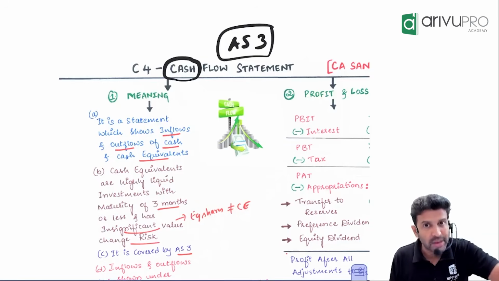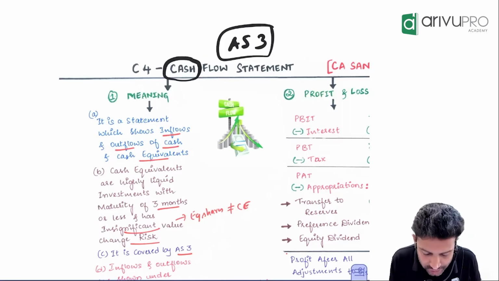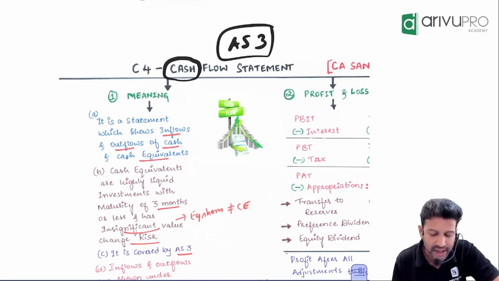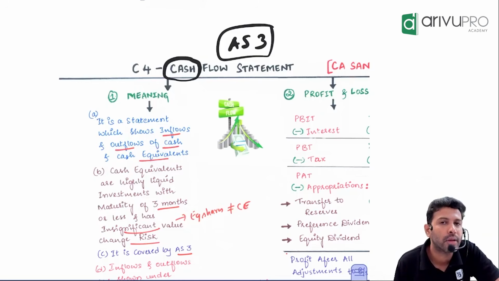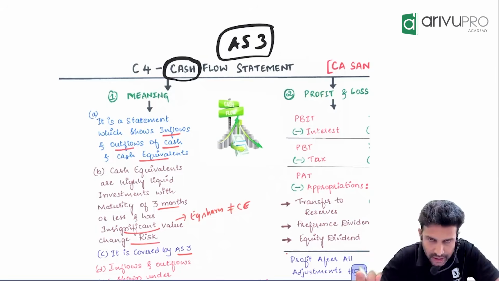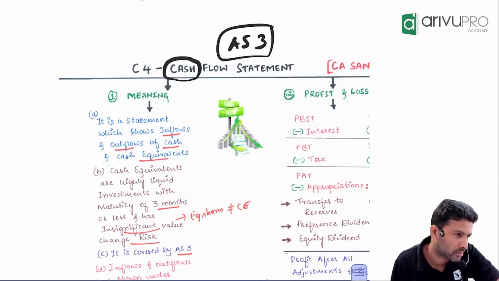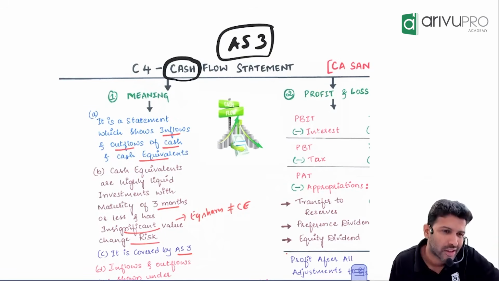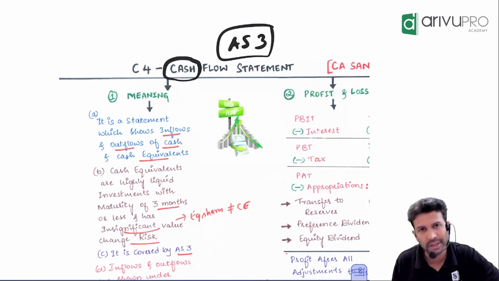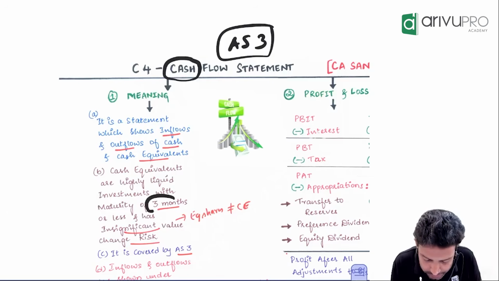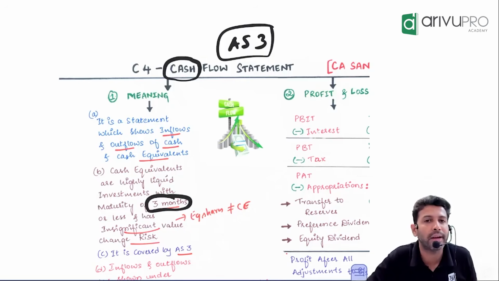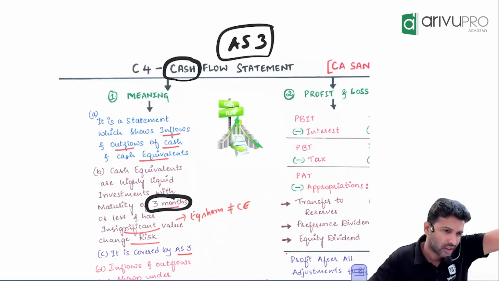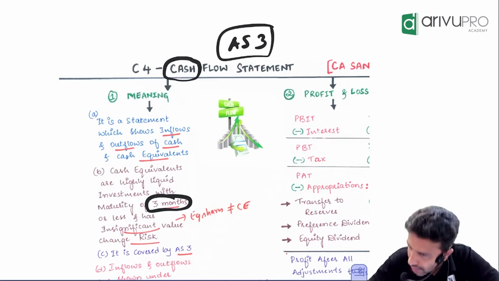But not only this, we capture one more element's inflow and outflow, called cash and cash equivalents. Cash equivalents are not cash, but they are equal to cash, hence the name. They are basically your short-term investments where the holding period will not exceed 3 months. You have purchased an investment and you want to hold it for 3 months or lesser. Then it becomes a cash equivalent.